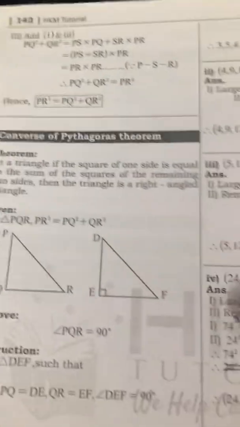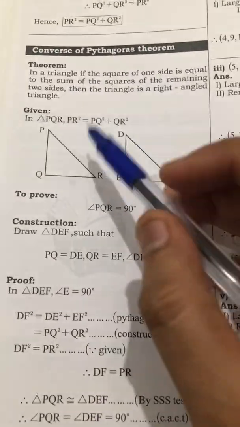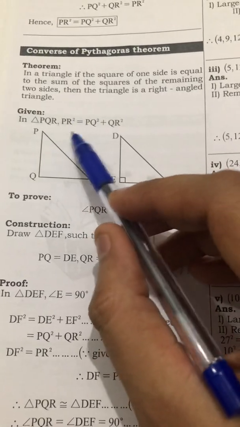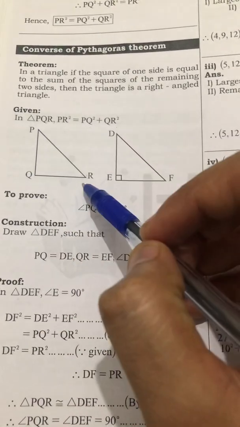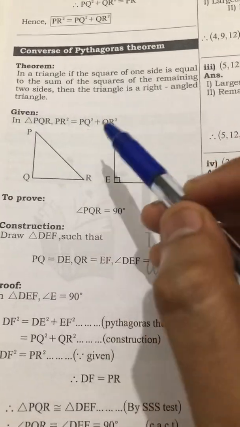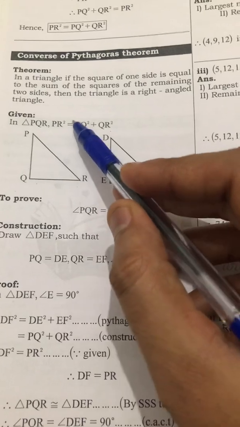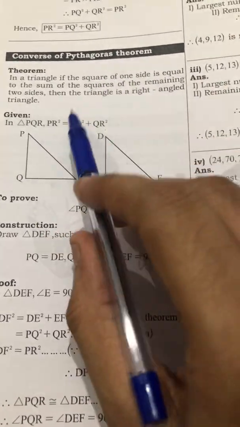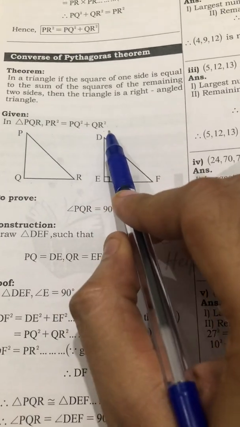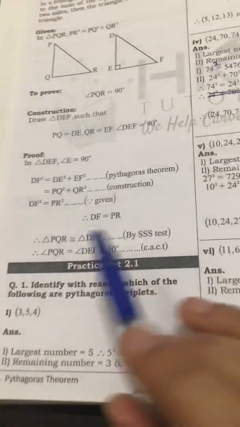Now what is the converse of Pythagoras theorem? What does the converse of Pythagoras theorem say? The opposite: that if PR square is PQ square plus QR square, then the triangle will be a right angle triangle. What is Pythagoras theorem? That if it is a right angle triangle, PR square will be PQ square plus QR square. So now what will be its opposite? If PR square equal to PQ square plus QR square, then it is a right angled triangle. Okay. Let's move to the exercise.